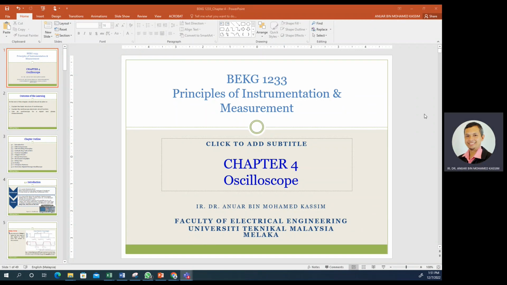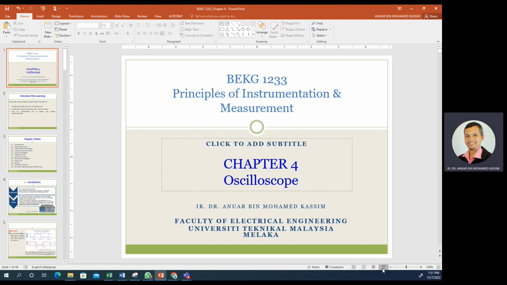Okay, good morning. I would like to continue our study on our subject, BKG 1233, the principles of instrumentation and measurement. Here we are in chapter 4. The title of chapter 4 is the oscilloscope.